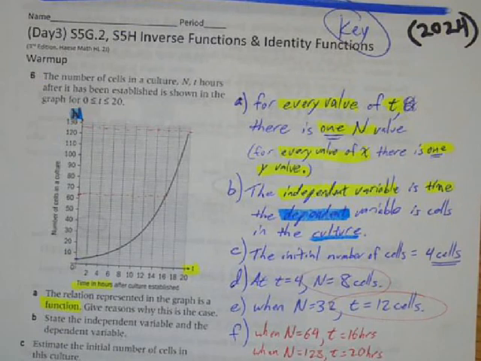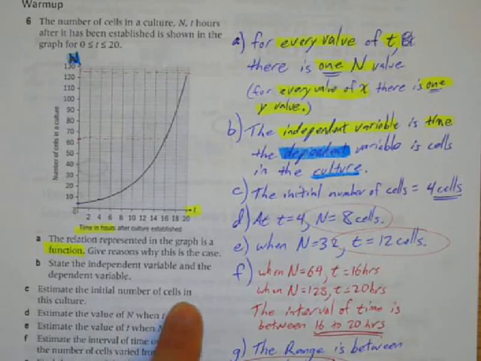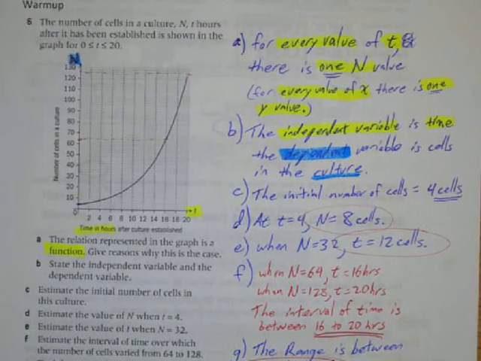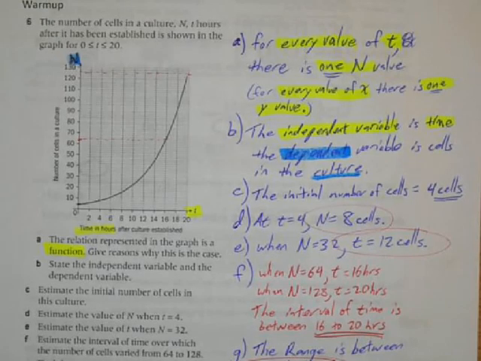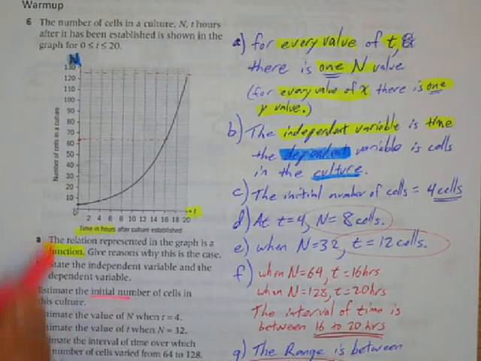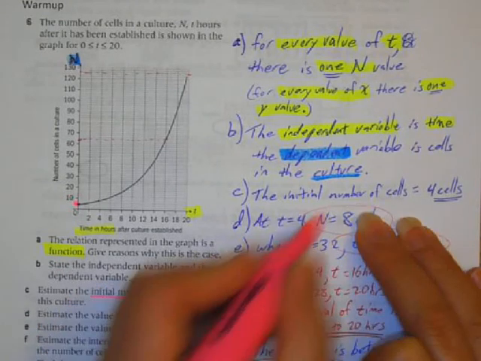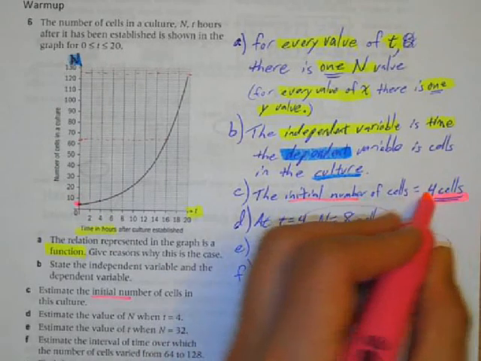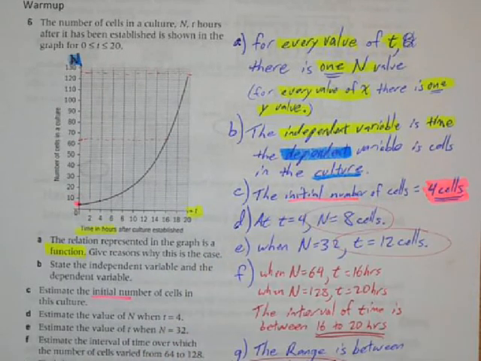Question C says, estimate the initial number of cells in this culture. So the initial number of cells is when we start at time 0. So the initial number of cells when time is 0, it looks like it's about 4 cells. Okay? If you're close, that's fine.